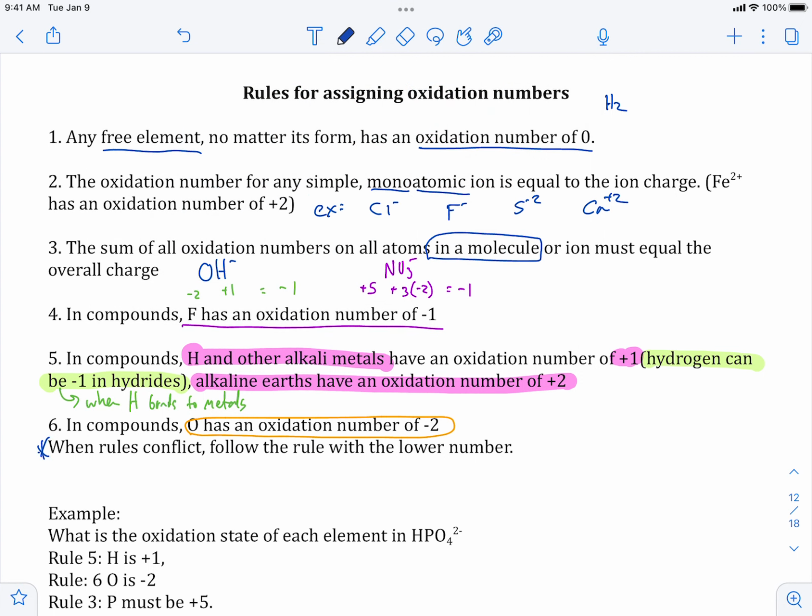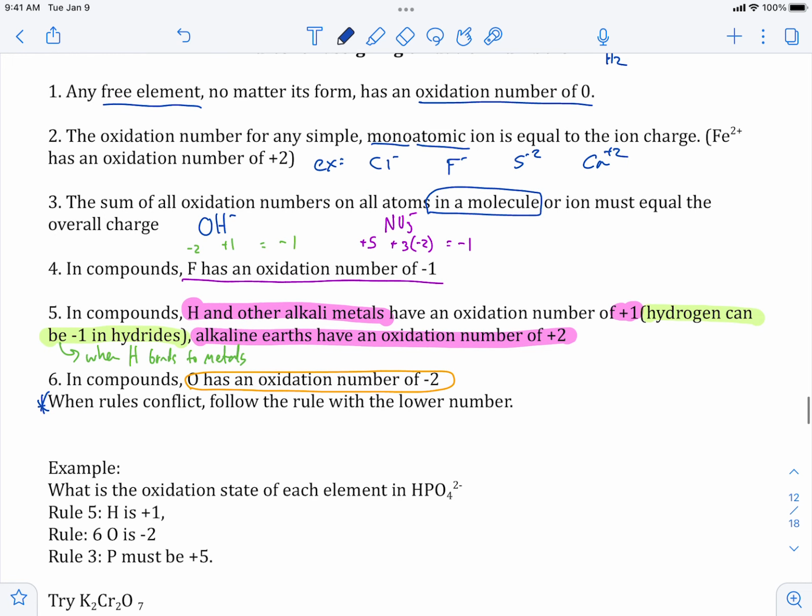Now, little caveat here at the end, when rules conflict, follow the rule that's lower in number. Okay, so the lower the rule, the more important, lower number of the rule, the more important the rule is. Okay, so the point of this, when you actually see this, is rule 5 is more important than rule 6. So, example.